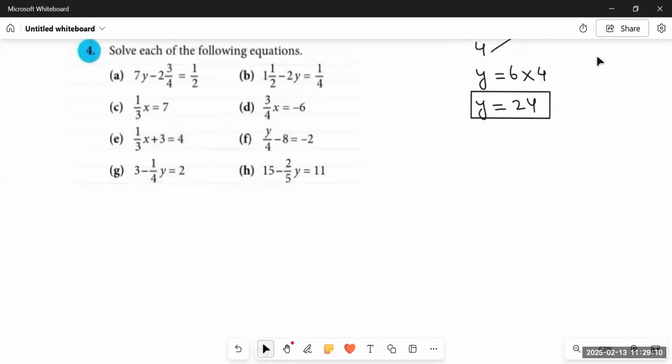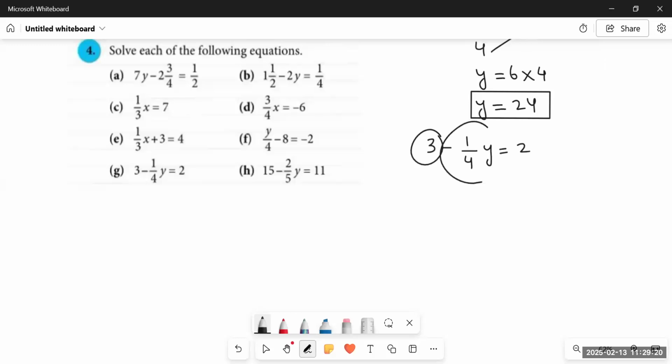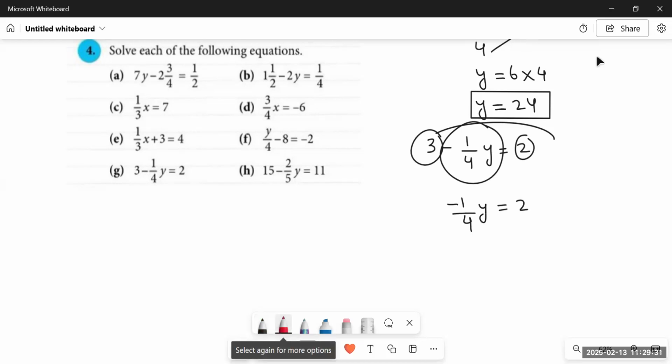Two more questions and we are completed. 3 minus 1 upon 4y is equal to 2. Here we have three terms again: 3, minus 1 upon 4y, and 2. So what are we going to shift first? We will shift the constant to the other side. So minus 1 upon 4y is equal to 2 would remain the same. All we need to do is, from positive 3, it would be minus 3. This is the change. Then minus y upon 4, minus 1 upon 4 y, means minus y upon 4 is equal to minus 1.